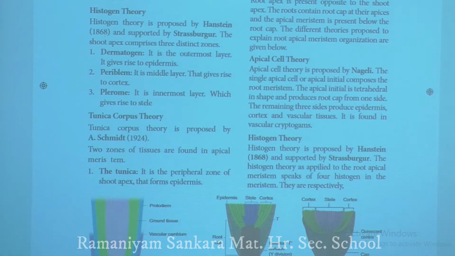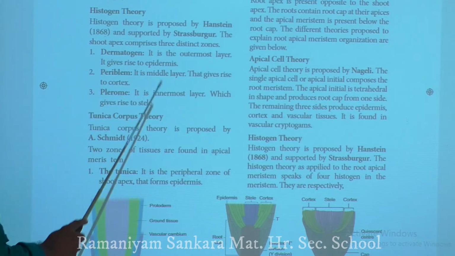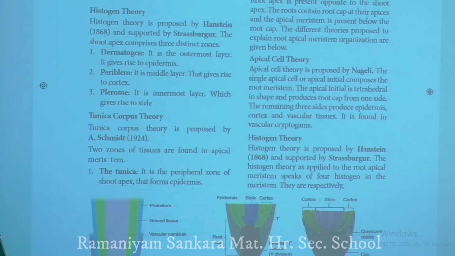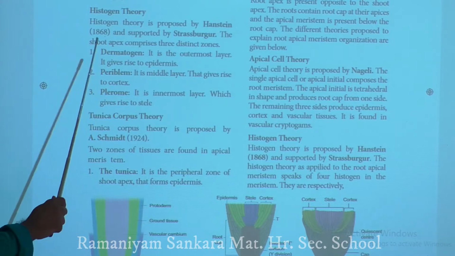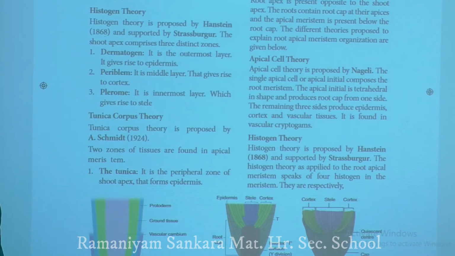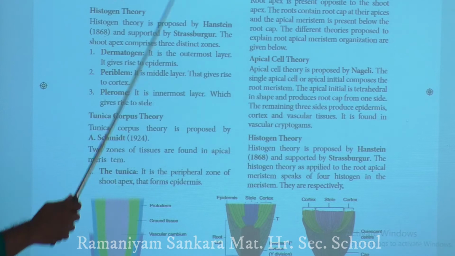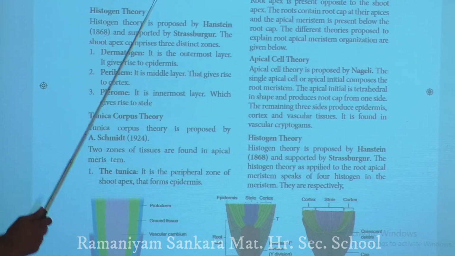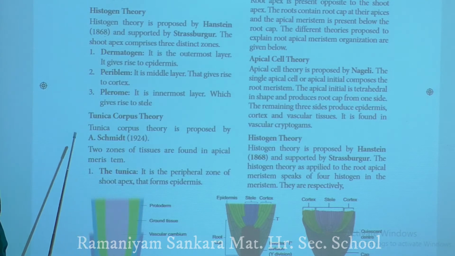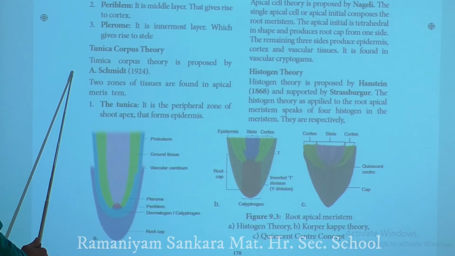Stele is nothing but the vascular bundles. Xylem and phloem are also called stele. Pith is also called stele. So there are three regions; that is called the histogen theory. The scientist's name is also very important. They will ask three more questions on that name, and on all the theories under root and shoot theory. Very important. Next, tunica corpus theory.